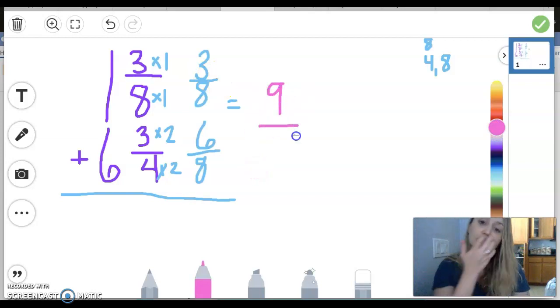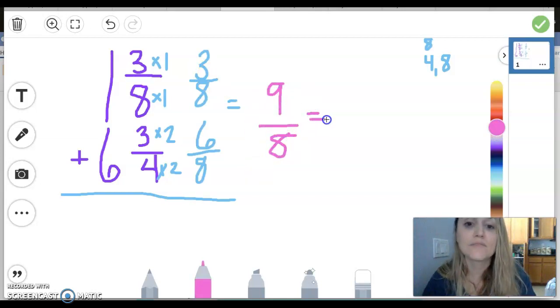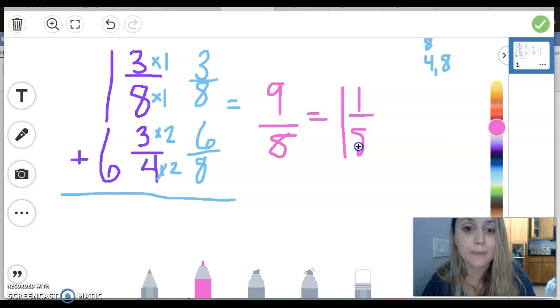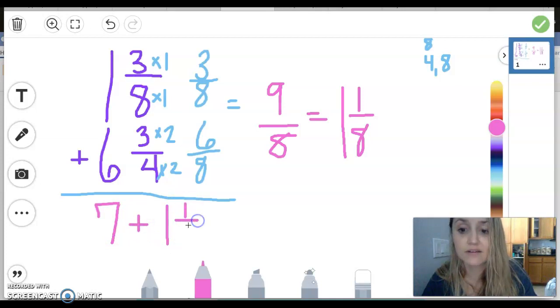So we have 9 over 8. Okay. 8 goes into 9 once, 1 left over. Okay. 1 plus 6 is 7, plus our 1 1/8. And our answer would be 8 1/8.